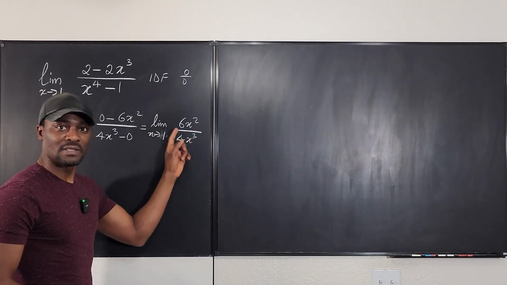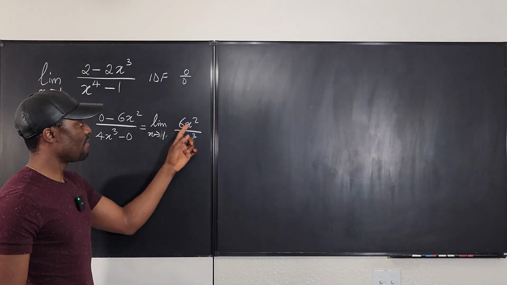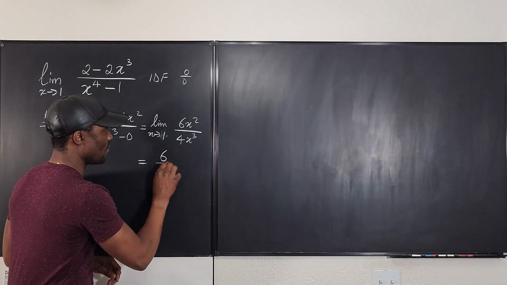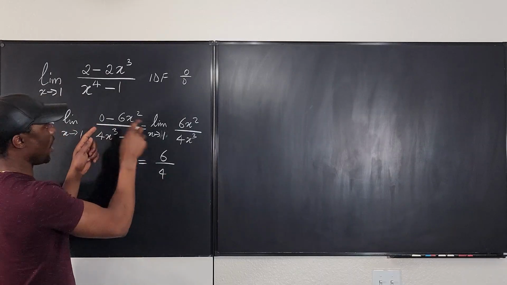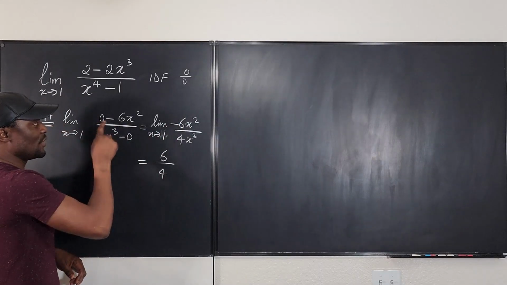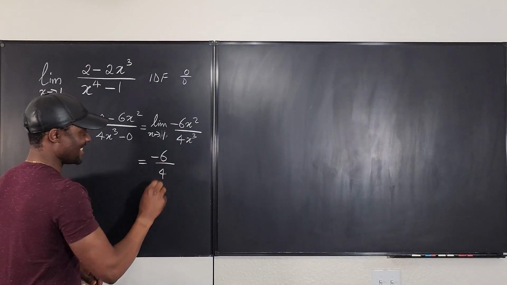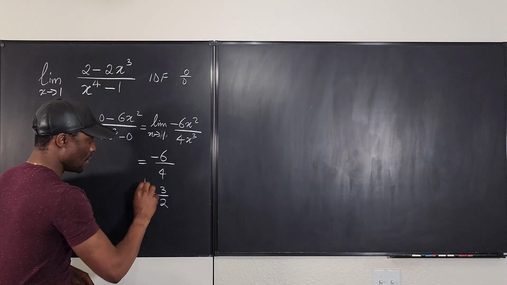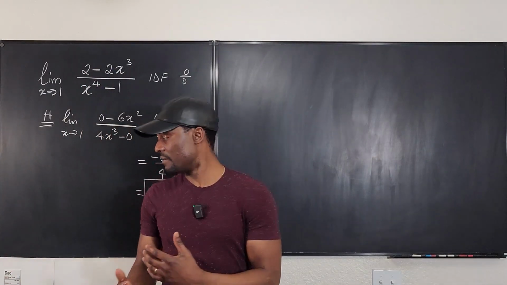I don't want to spend time reducing this. We're going to reduce it later. If you plug in 1 here, you have 1 squared. That's 6 times 1. That's 6. So this is equal to 6 over 4. And the answer there is, oh no, it's negative. Come on, 0 minus 6x squared is negative 6x squared. Okay, so it's negative 6, and your answer is negative 3 over 2. So the limit of this expression is negative 3 halves.